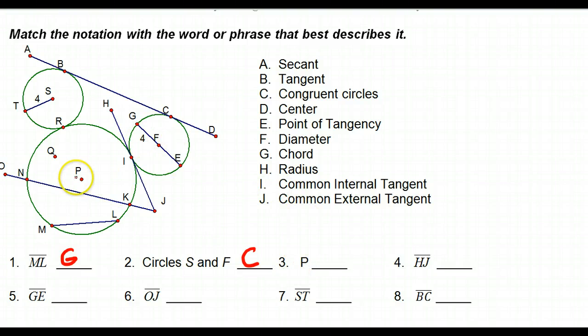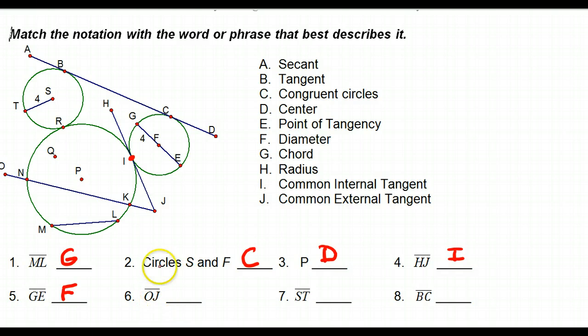Number 3, point P. That is the center of a circle. Number 4, segment HJ. HJ is a tangent. It is a common tangent because it's touching both of these circles. So this is a common internal tangent. So I'm going to put I. Let's see, segment GE. That is right here, so that's a diameter. So that's F.